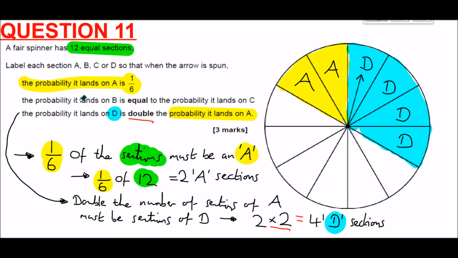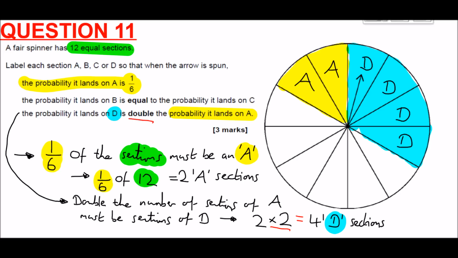Just going back to what it says here, the probability it lands on B is equal to the probability it lands on a C. So let's have a look how many sections we've got coloured now. We've got 2 sections for A, 4 sections for D. We've got 6 sections left. So if the chance of it landing on B is equal to the chance of it landing on a C, the remaining 6 sections must be 3 each of B and C.